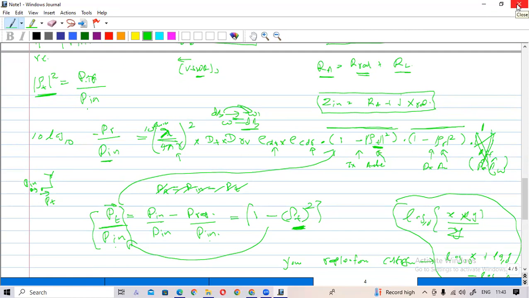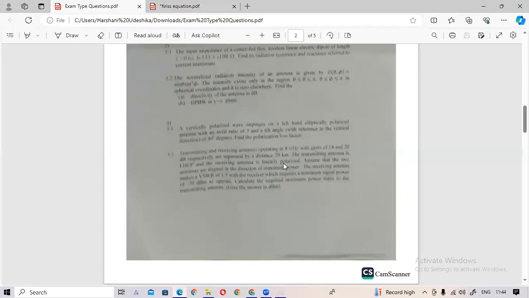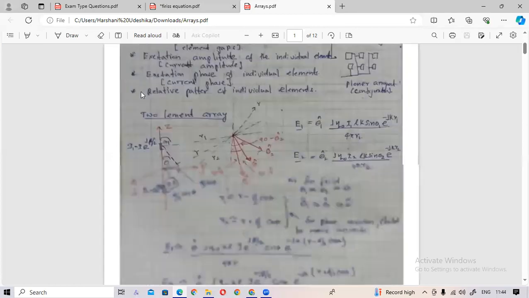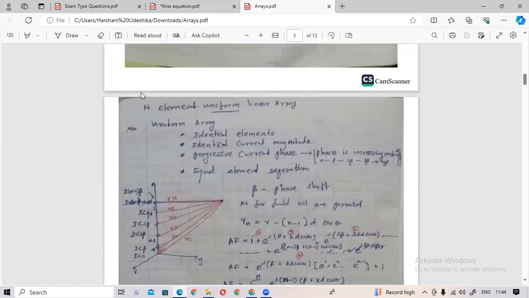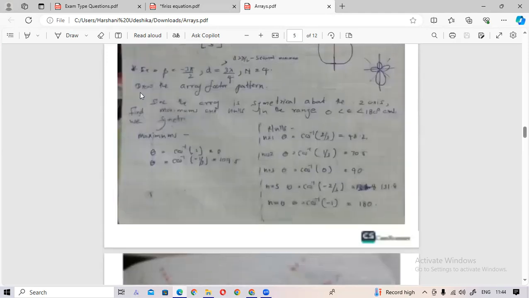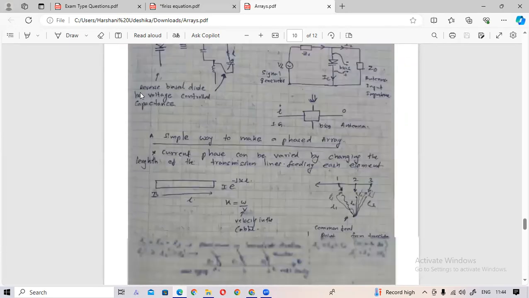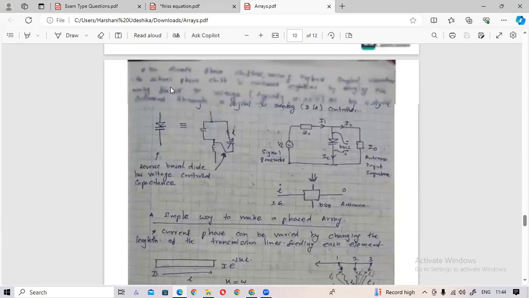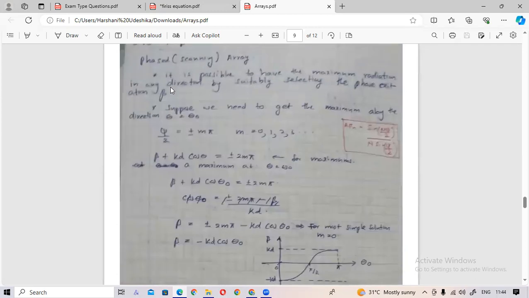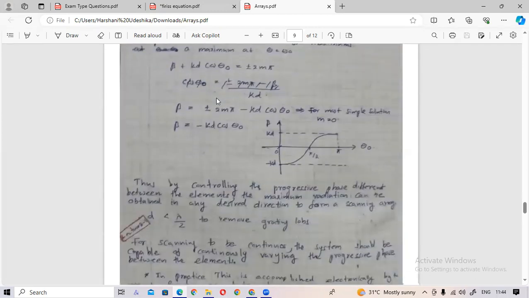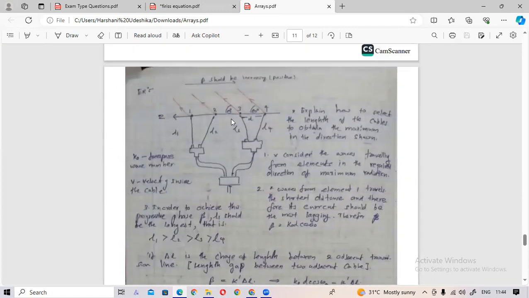Now, another part: another question will also come from arrays. I haven't put model questions. Actually, we have talked about arrays very little. Maybe you can remember that we have learned about the phased array. This is a phased array, so you will get this kind of question.